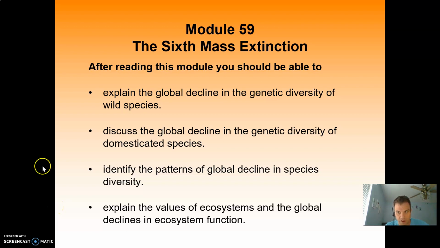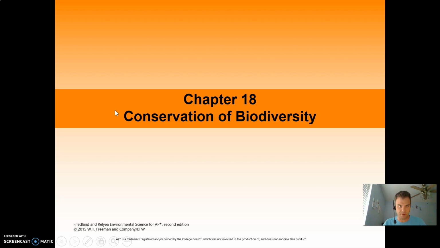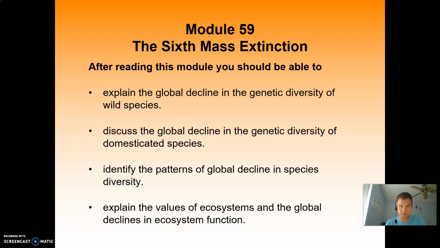All right, so we're moving on into Chapter 18. Chapter 18 is all about biodiversity and the conservation of biodiversity. Our first module is Module 59, which is the Sixth Mass Extinction.